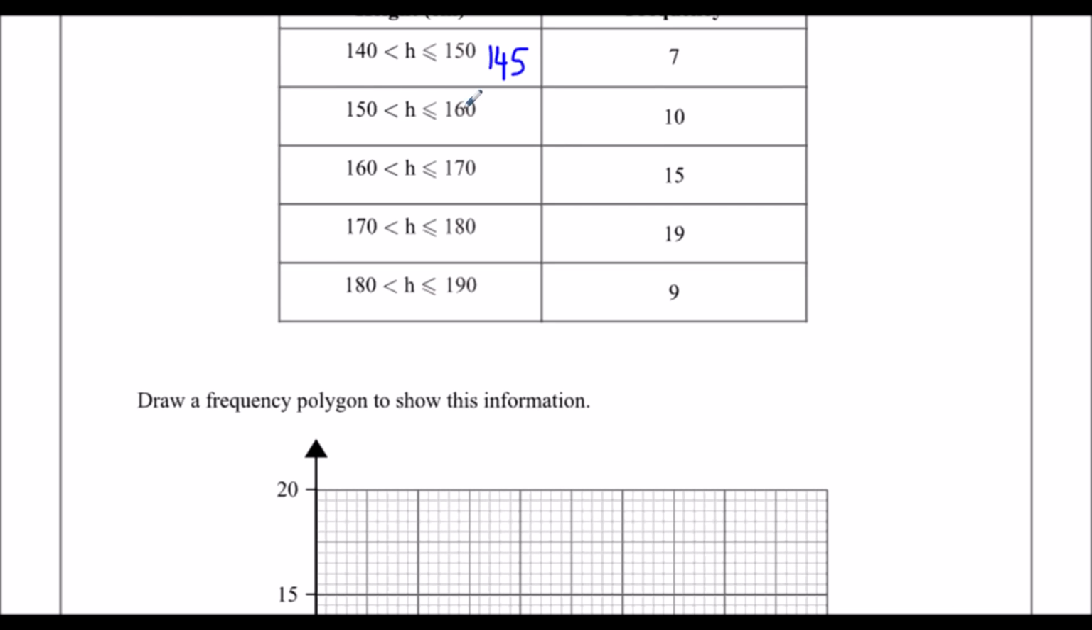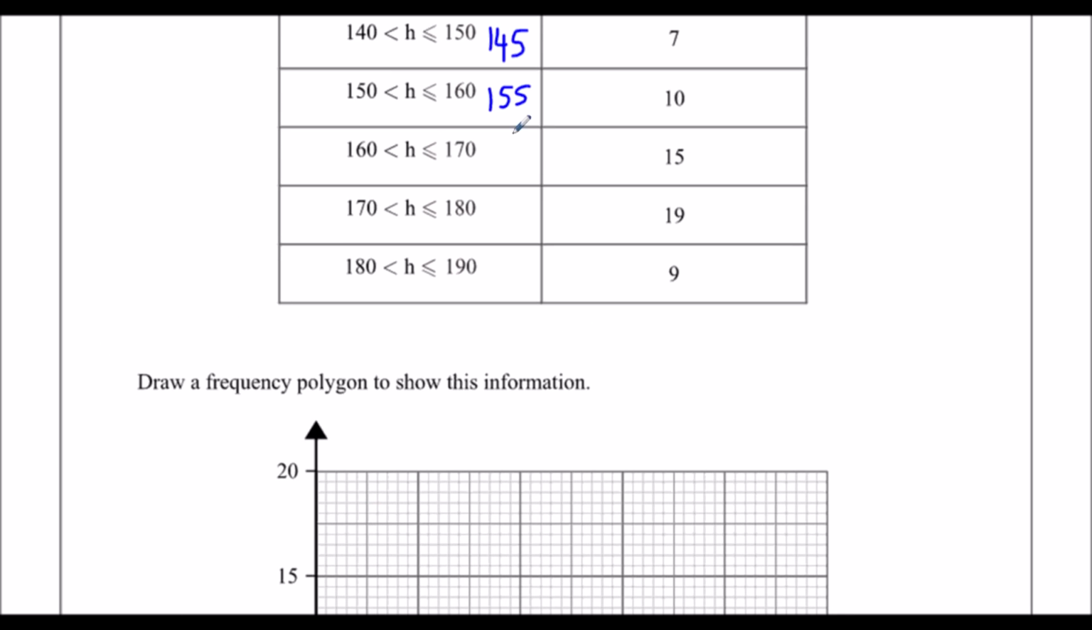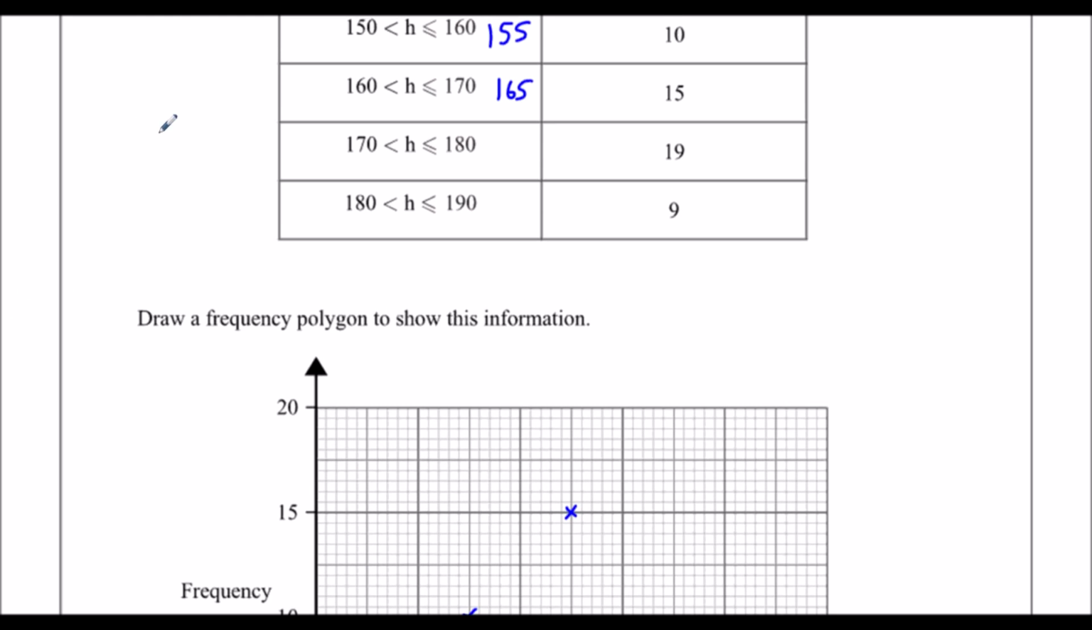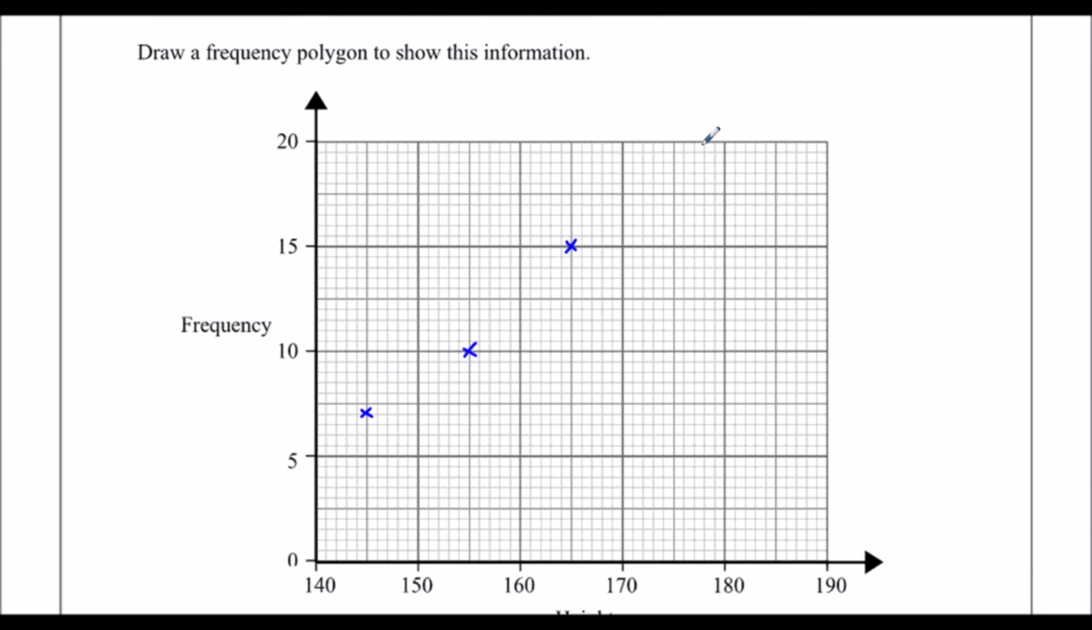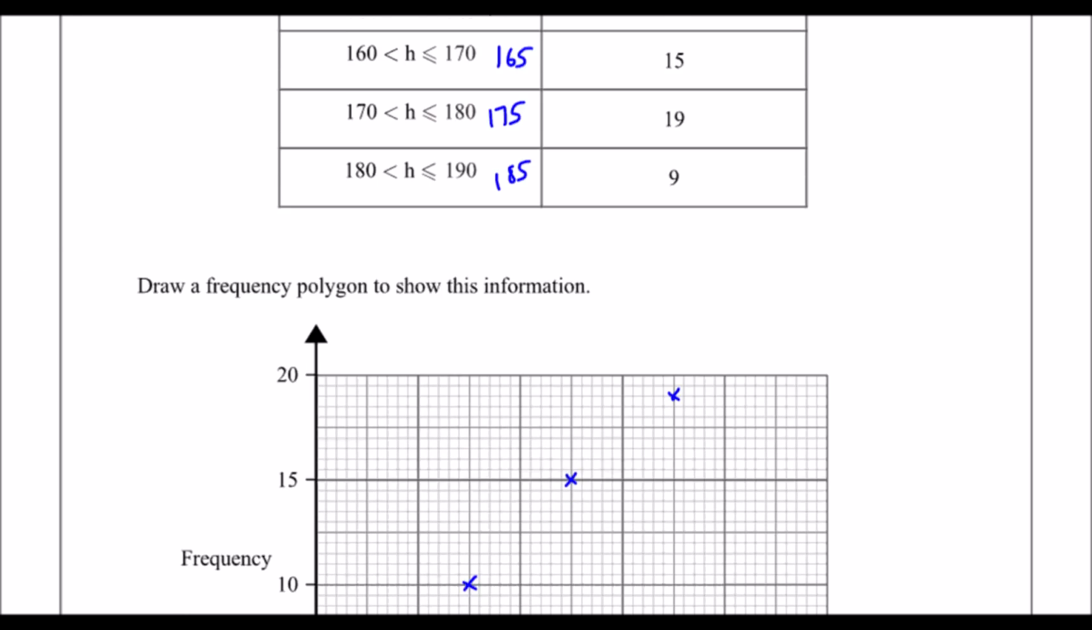Halfway between 150 and 160 is 155. So 155, 10. We're going to have 165, 15. 175, 19. So 2 little boxes down from 20. Each 2 little boxes is 1. And 185, 9.